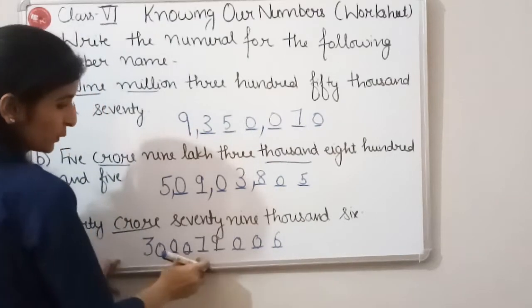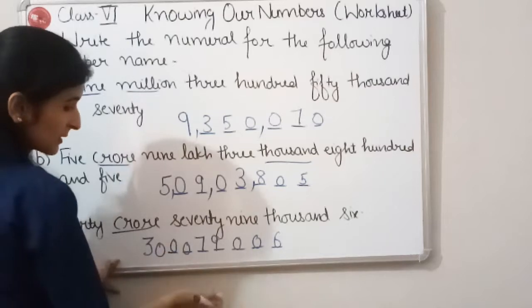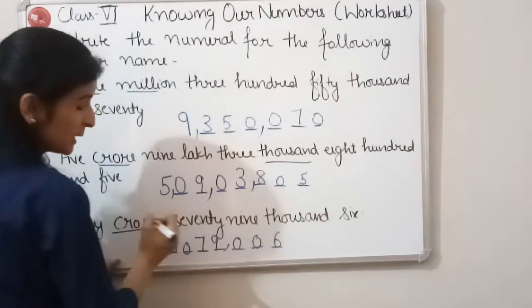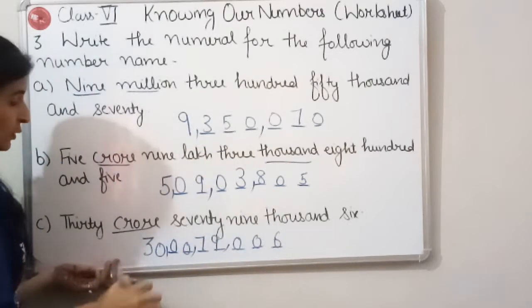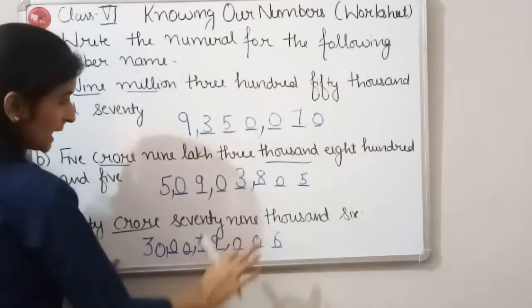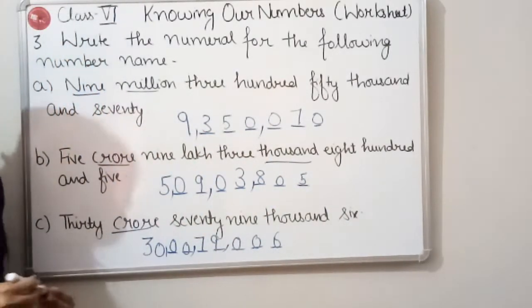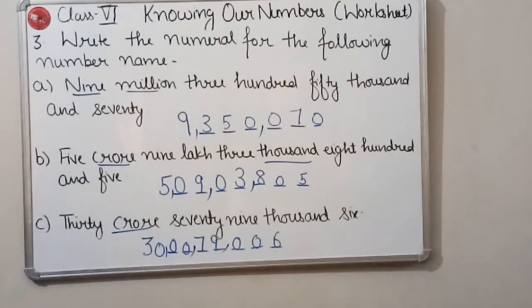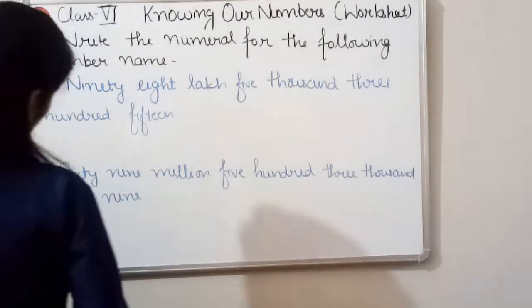Now the remaining space we have to fill with, yes, zeros. Now we have to put commas according to the Indian number system. So firstly I will put a comma after leaving 3 places, then after leaving 2 places. So this is 30 crore 79,006. Now let's come to D part. D part is 98 lakh.